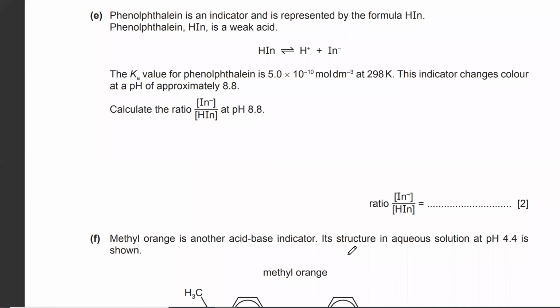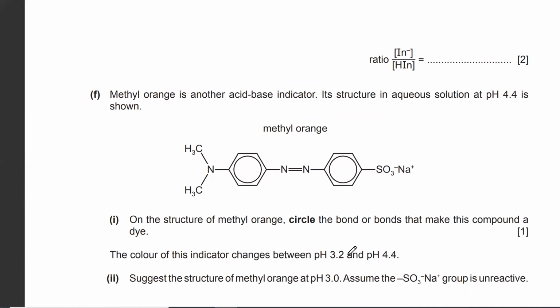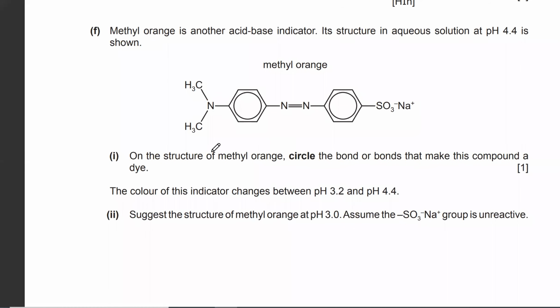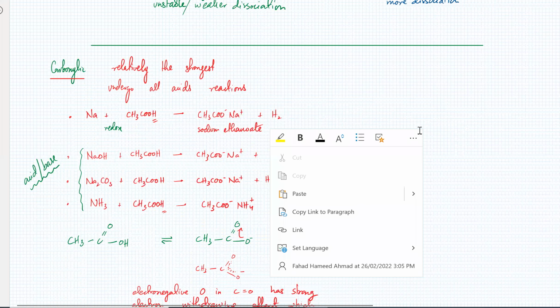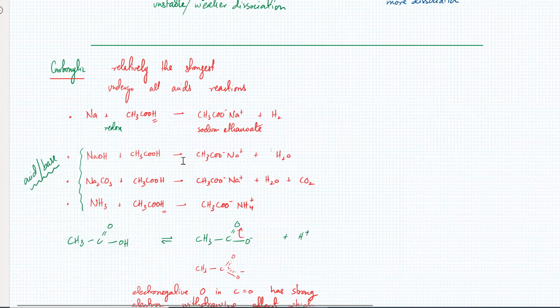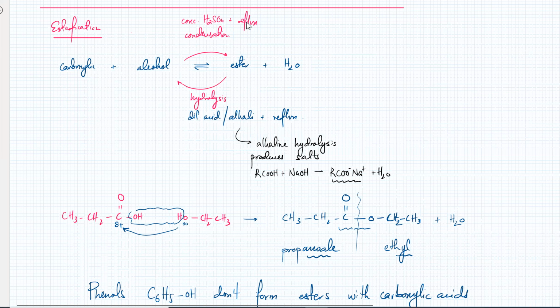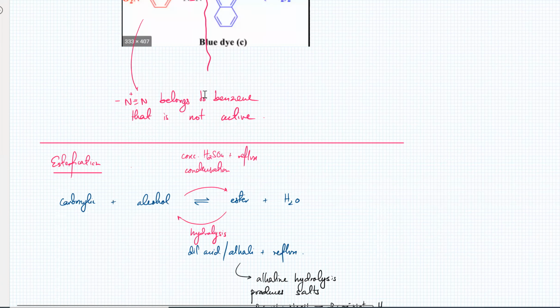So moving on, let's ignore that for now. Let's talk about this one. He's saying on the structure of methyl orange, circle the bond or bonds that make this compound a dye. So we did dye stuff. And in dye stuff, somewhere at the end, before this one.